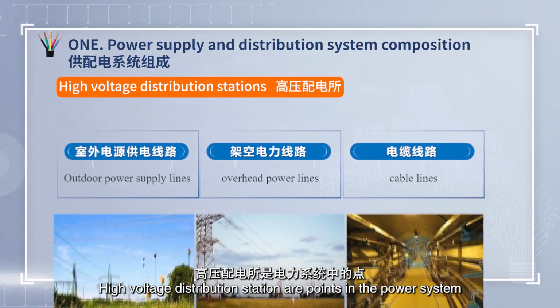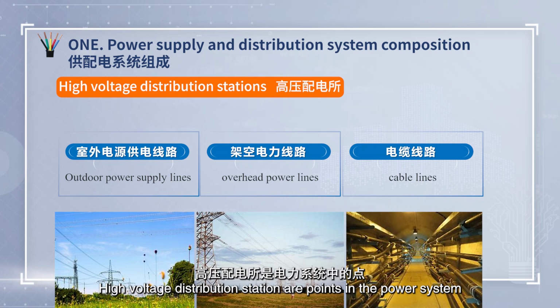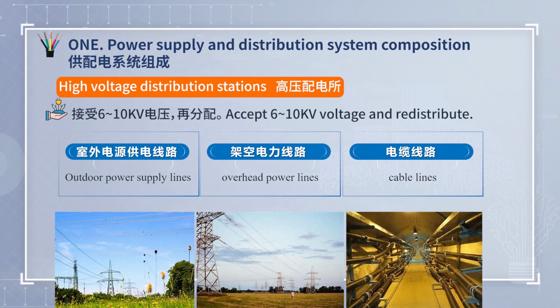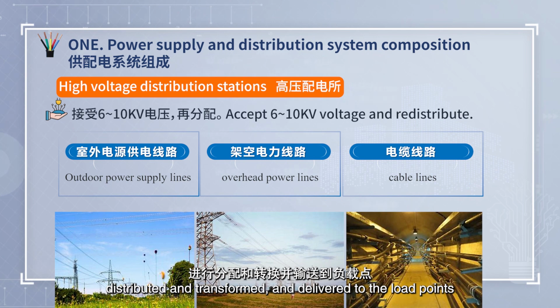High-voltage distribution stations are points in the power system where power can be pulled from generating sources, distributed and transported, and delivered to the low points.